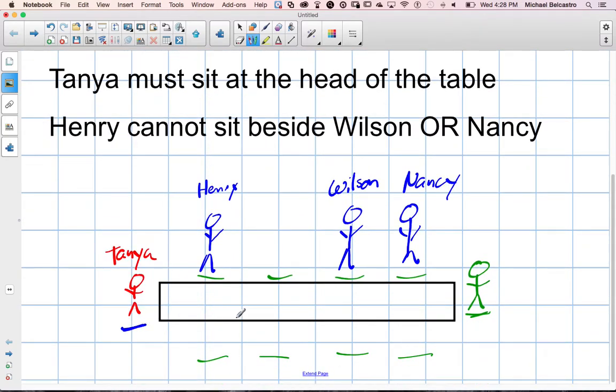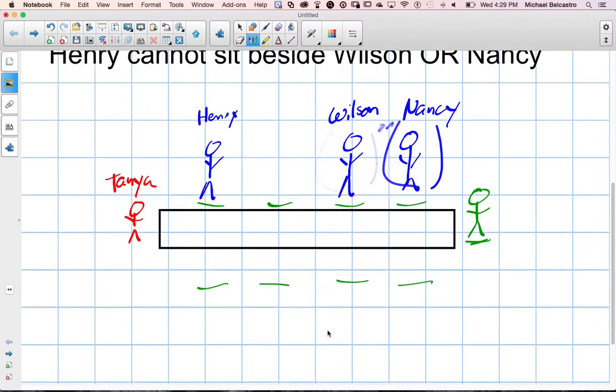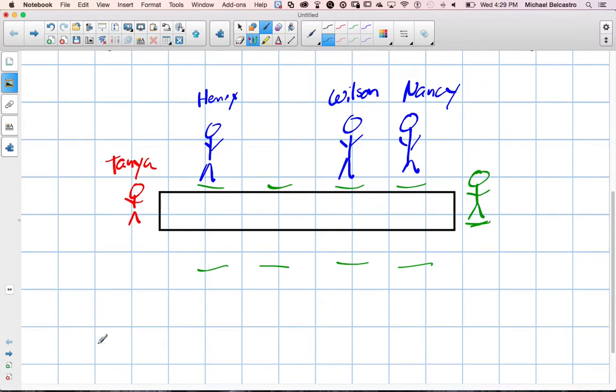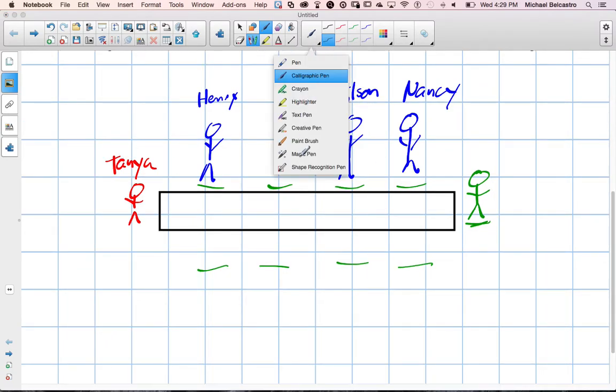We have Tanya here. We assume this is your rectangular table. So if there's one head of the table, there must be another one over here. Doesn't matter who sits opposite her. But we have this guy, Henry, here, and he cannot be beside Wilson or Nancy, which makes this interesting. We have to consider a lot of different options when doing this. First of all, let's calculate how many options there are. Let's start with that.